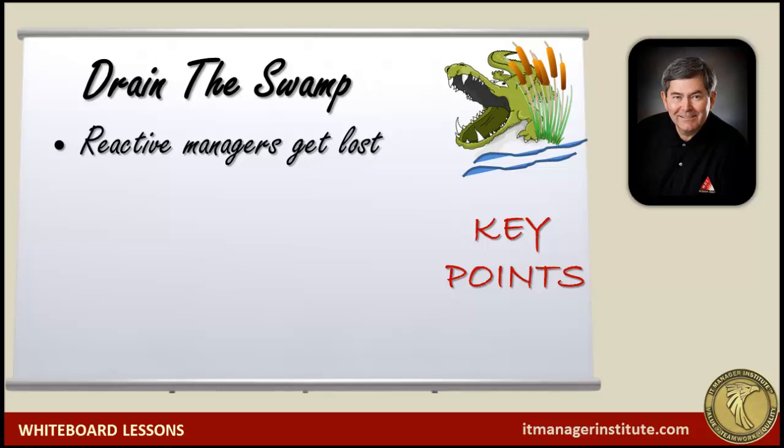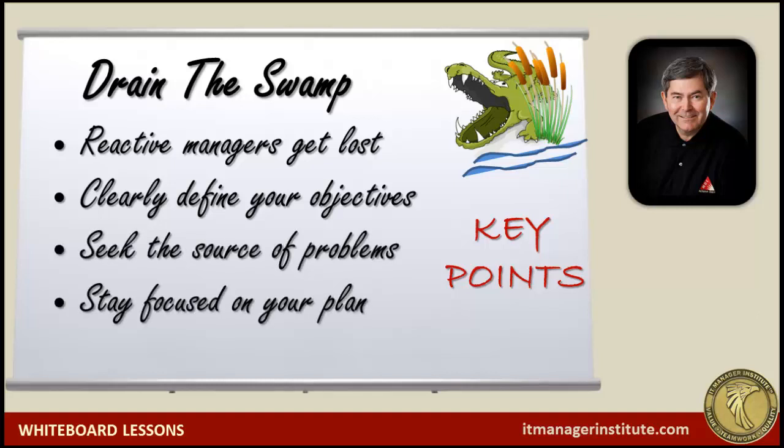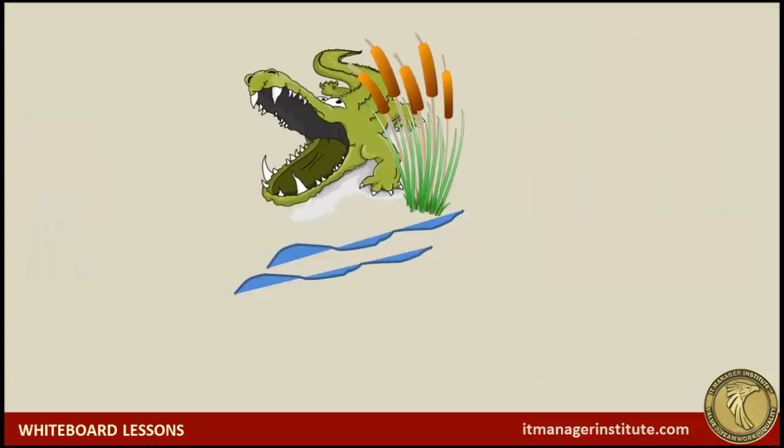All right, key points of Drain the Swamp. Reactive managers get lost. Not only do they get lost, they stay lost. Clearly define your objectives. Seek the source of the problems and stay focused on your plan. And part of that plan needs to be draining the swamp or eliminating the source of problems. And fight the alligators only as required. You want to create an organization that's moving forward, so you only want to fight the alligators as required to help you move forward.